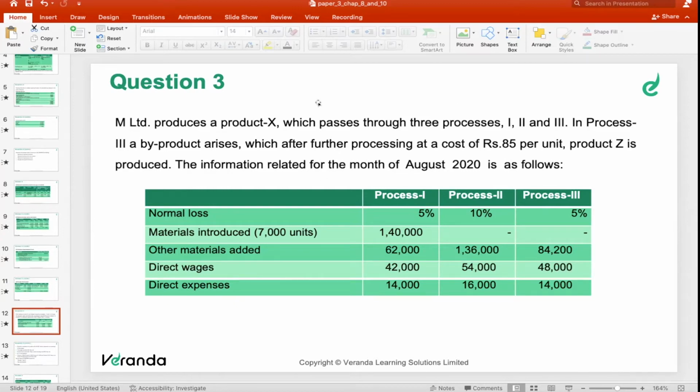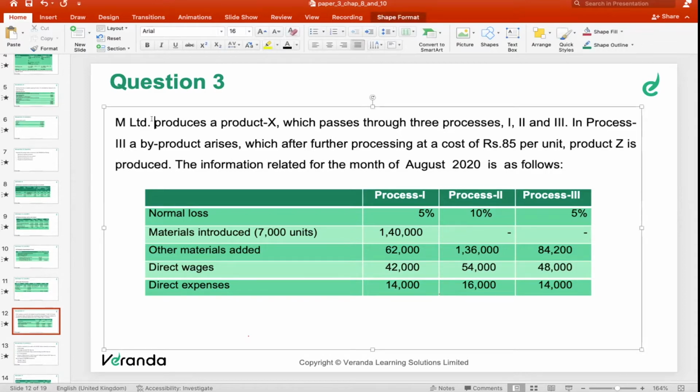Naina, can you please read the third question? Yes, sir. One minute, sir. Yeah, please. Questions 2 and 3.